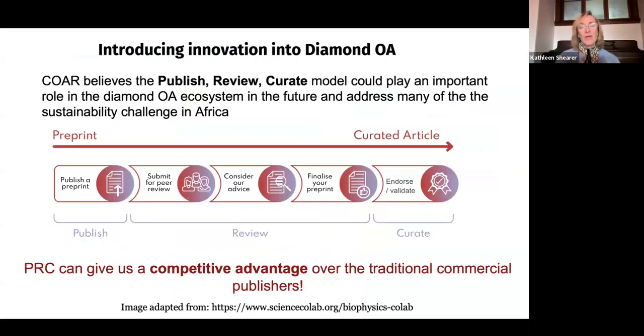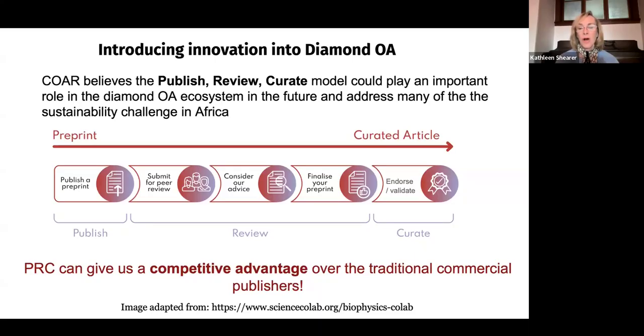And then here we're working on these other open source platforms as well. So we think that the publish, review, curate model could play a really important role in the expanding Diamond open access ecosystem in the future. We very much hope so.